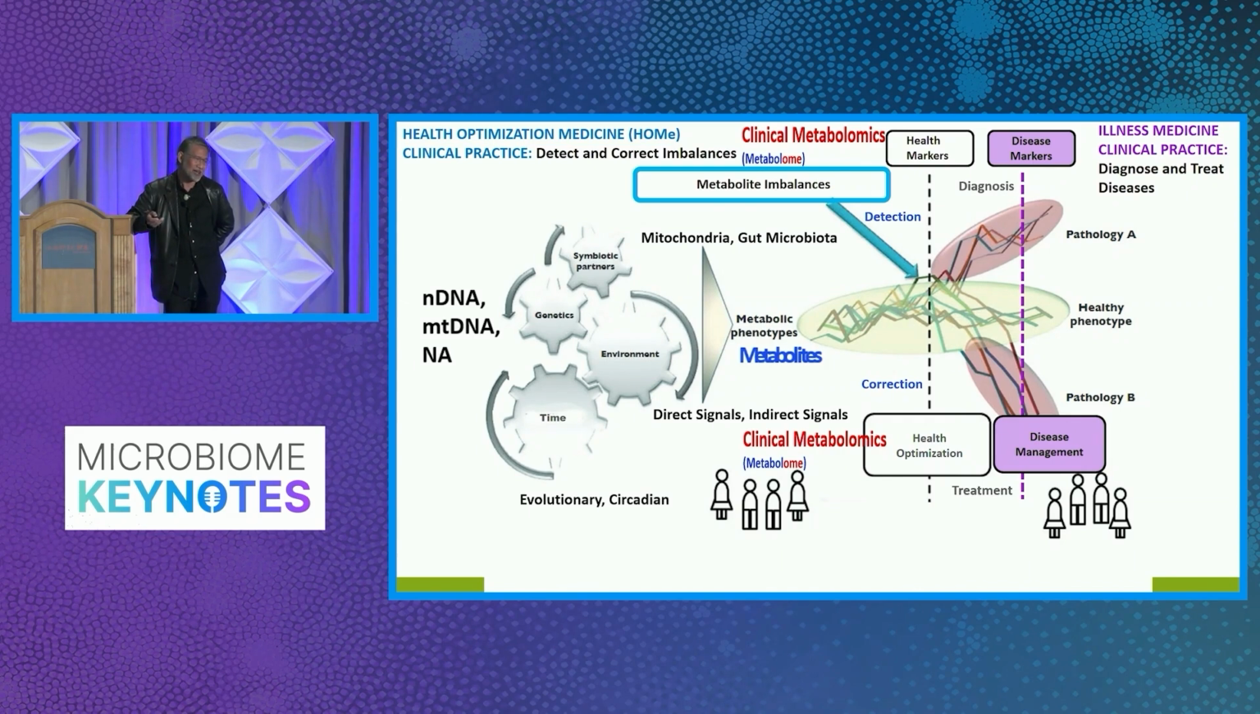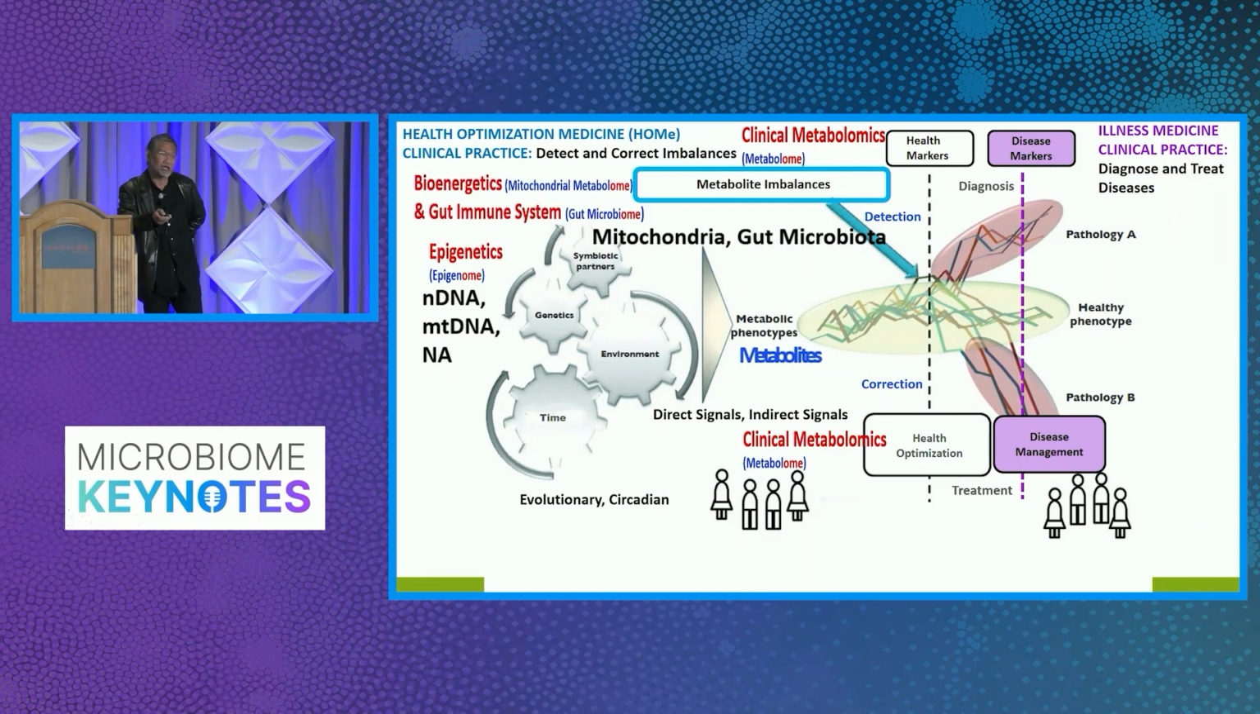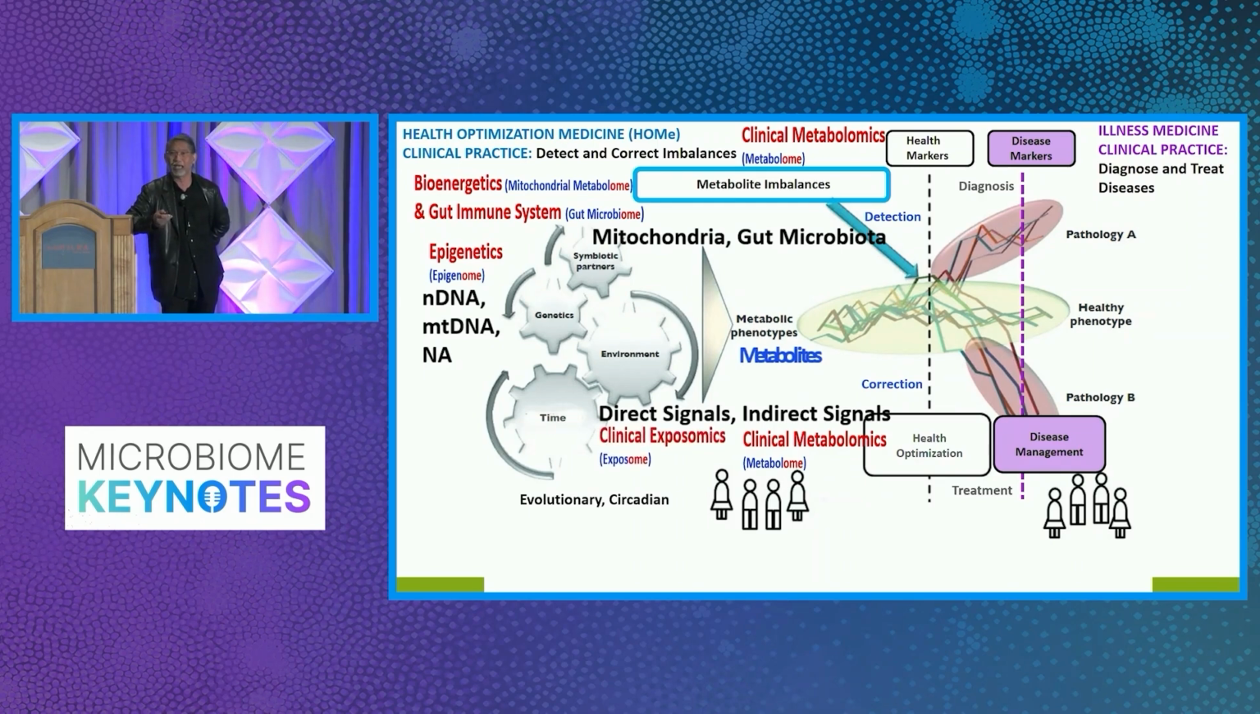But anyway, if you want to affect the DNA, then there's the science of epigenetics. If you want to affect the mitochondria and gut microbiota, you use the sciences of bioenergetics and the gut immune system. And if you want to affect the direct and indirect signals from the environment, use a science called the exposome. Exposome, which is the sum total of your exposure to everything, right?